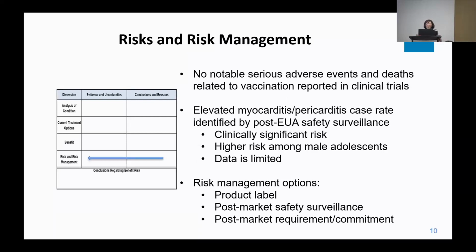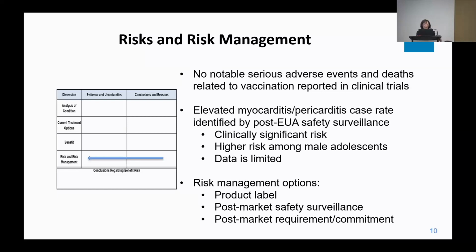And for the risk, the clinical trial did not report any notable serious adverse events or any deaths related to the vaccine. However, both FDA and CDC identified an elevated rate of myocarditis and pericarditis cases among recipients post-EUA. So the risk was identified as higher, especially among male adolescents. However, the data is very limited, and some study data are inconsistent.